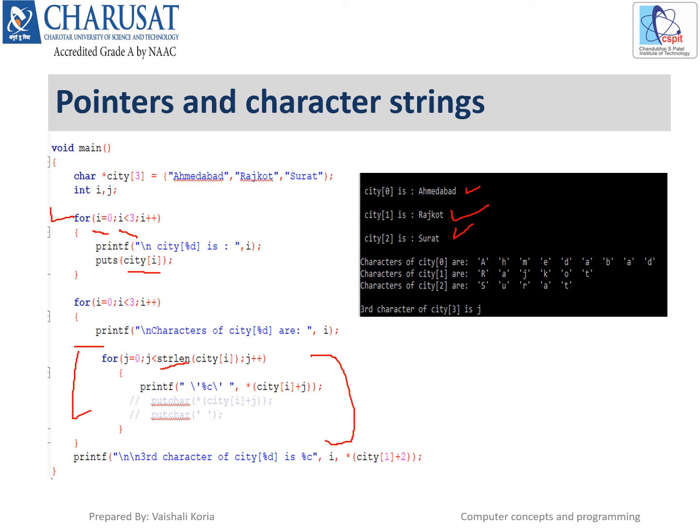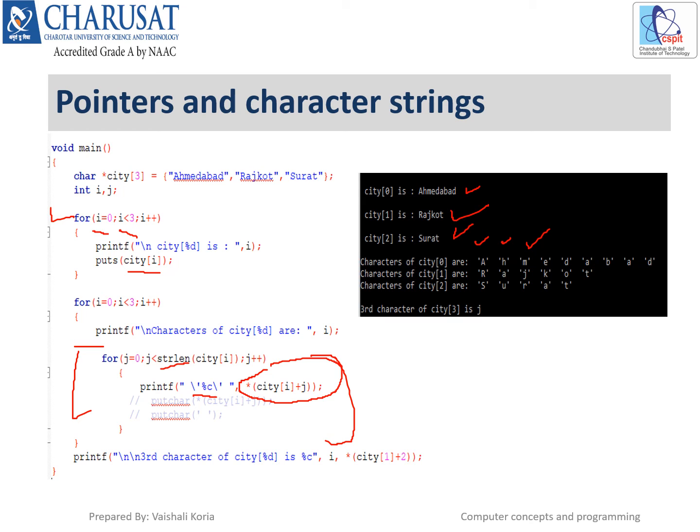Here you can see that we have used the %c format specifier, and this kind of format is used to access each city name. There is a difference in access between printing the individual elements of an integer array and a character array; the things are somewhat different. When we write star city i plus j, I can print the individual characters of the string.